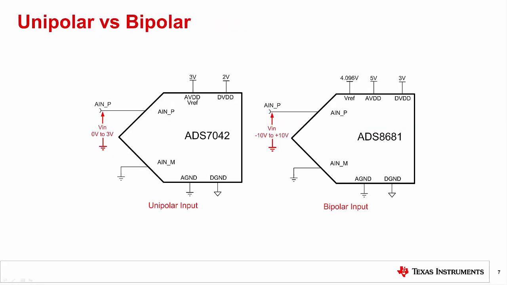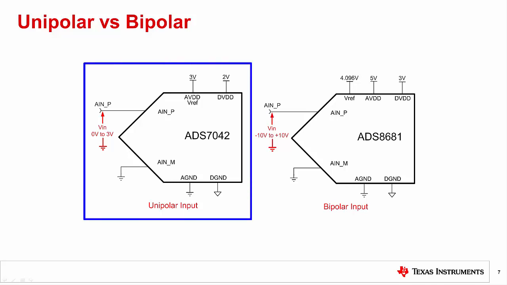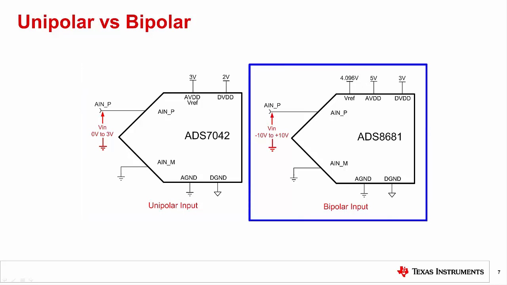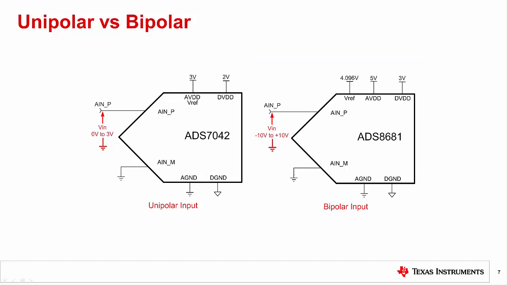Another important aspect of SAR ADC inputs is unipolar versus bipolar inputs. Unipolar inputs accept only positive signals, and bipolar inputs accept both positive and negative inputs. The important thing to understand here is that the polarity of the input is with respect to ground. In the next slide, we will see how a unipolar differential input voltage can be negative, even though neither input is actually negative with respect to ground.